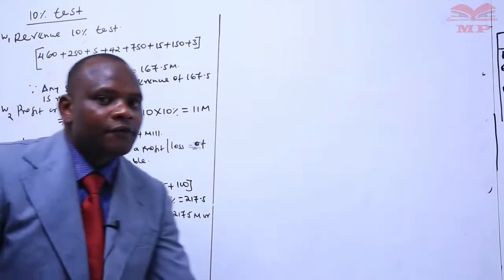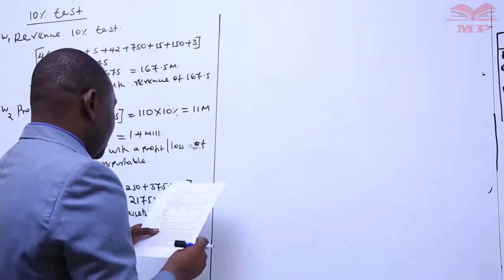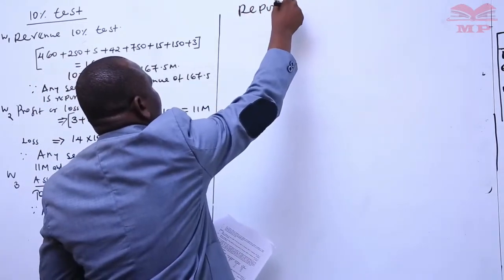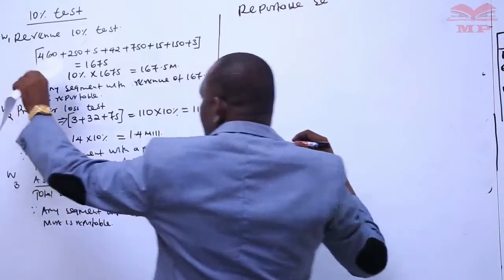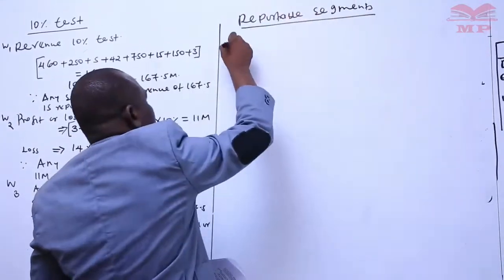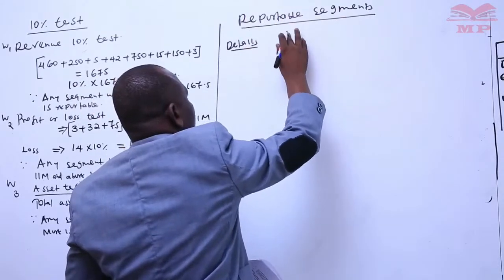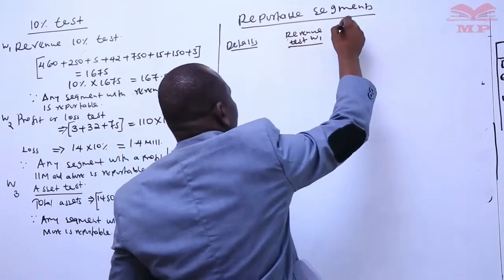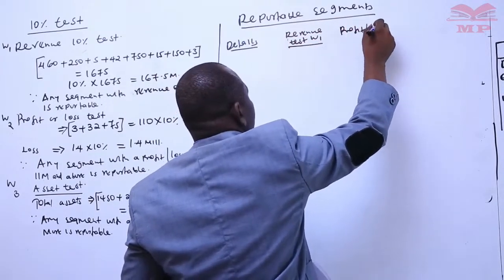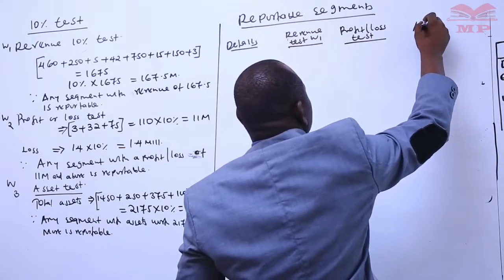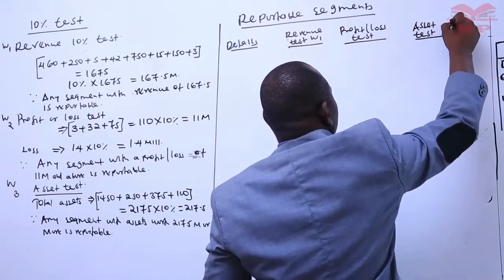So with that, we can now determine our reportable segment here. We can now answer our question, being guided by the working. So revenue test, profit or loss test, and asset test, then report.